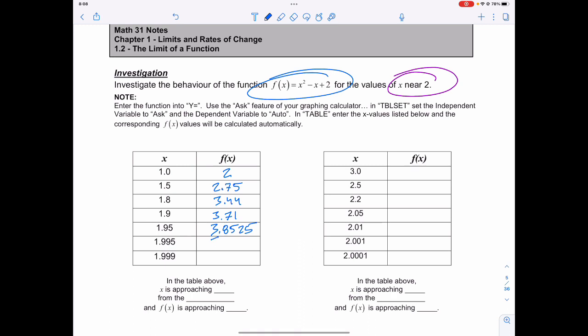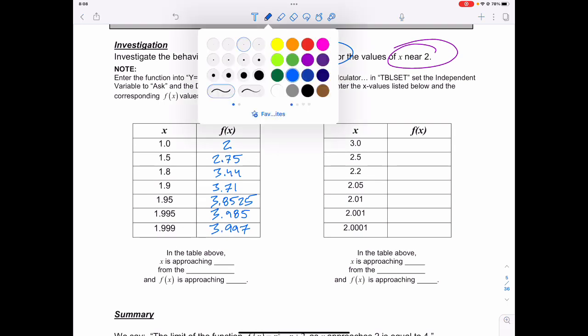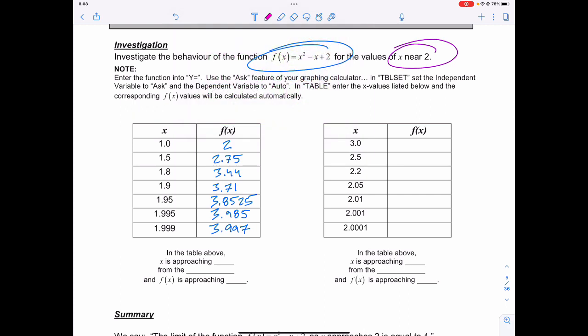1.995, I get 3.985. And at 1.999, I get 3.997 approximately. We can see, based on the pattern, that as x is getting closer and closer to 2, approaching from the left, then f of x is getting closer and closer to 4.